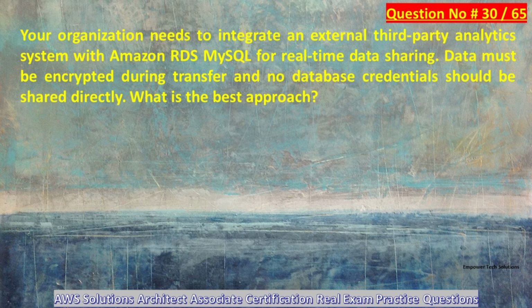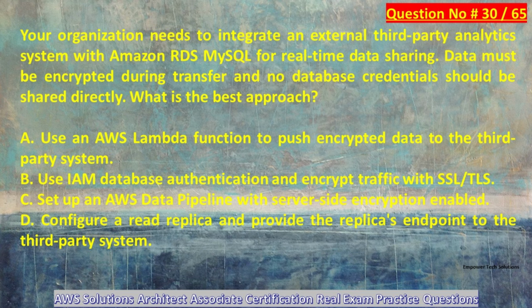Your organization needs to integrate an external third-party analytics system with Amazon RDS MySQL for real-time data sharing. Data must be encrypted during transfer, and no database credentials should be shared directly. What is the best approach? A. Use an AWS Lambda function to push encrypted data to the third-party system. B. Use IAM database authentication and encrypt traffic with SSL/TLS. C. Set up an AWS data pipeline with server-side encryption enabled. D. Configure a read replica and provide the replica's endpoint to the third-party system.